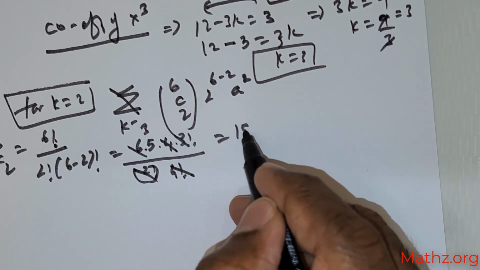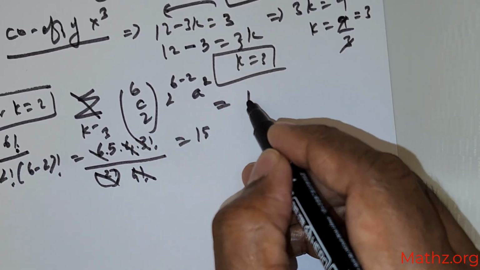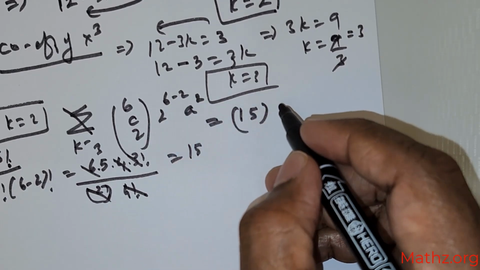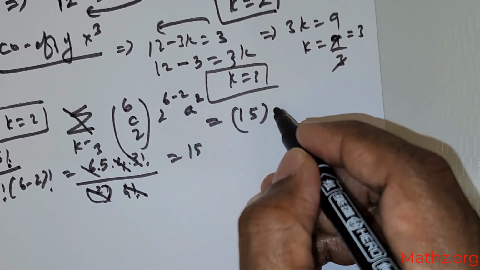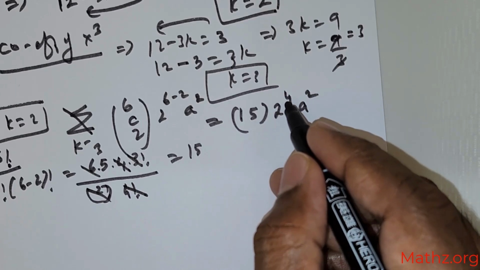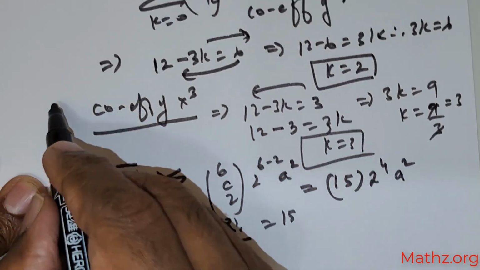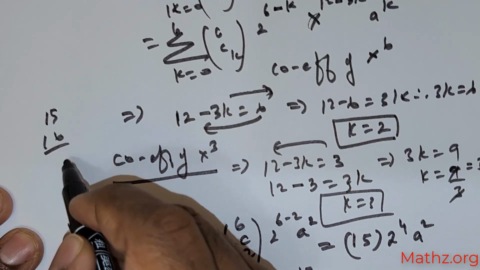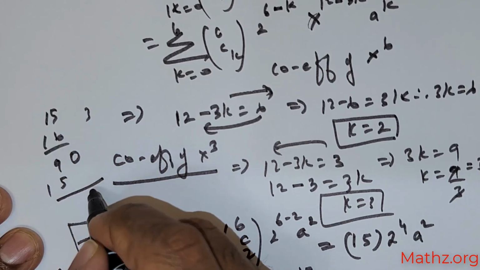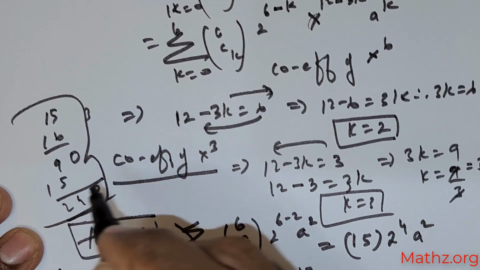3 fives are 15. So this is going to be 15 times 2^(6−2), that's going to be 2^4 times a squared. So 2^4 is 16. So you have 15 times 16. So what is 15 times 16? 6 fives are 30, carry the 3, and you have a 1 and a 5 and a 1... so 0, 4, 2: it's 240. Right.